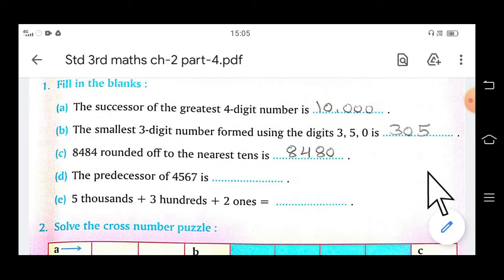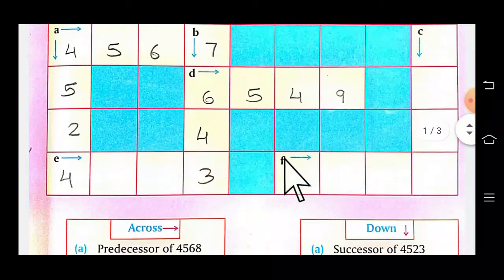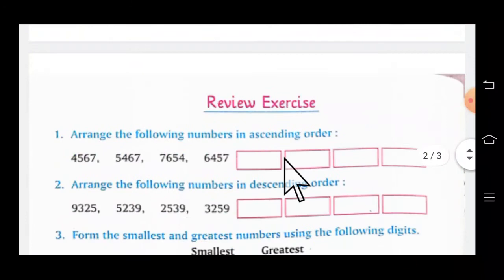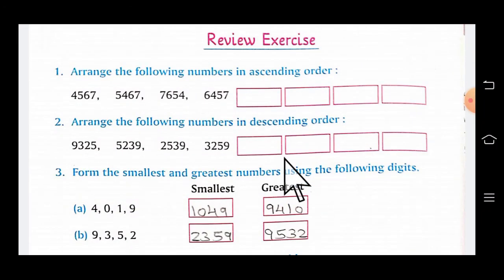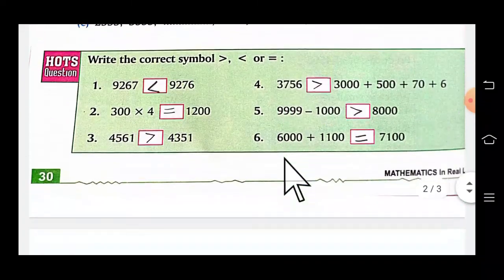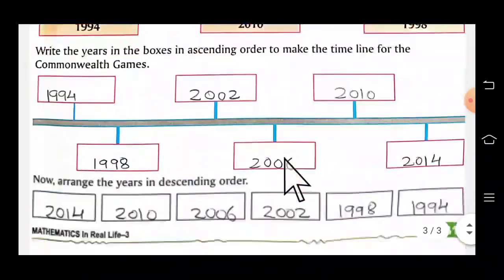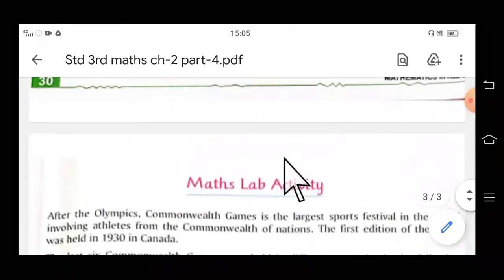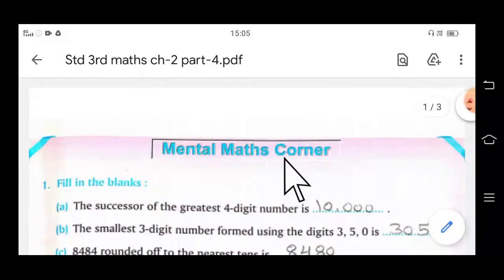For today, I am leaving only a few questions. Mental maths corner: here only two fill-ups remaining. Here two crossword remaining. Then review exercise, ascending order, descending order, even odd number, and skip counting is your homework. Rest of all filled by me. So complete your today's homework in your textbook, and if there is any query, please ask me either by call or by message.